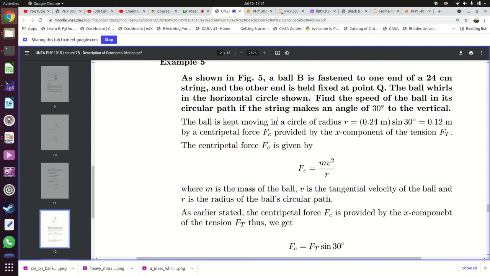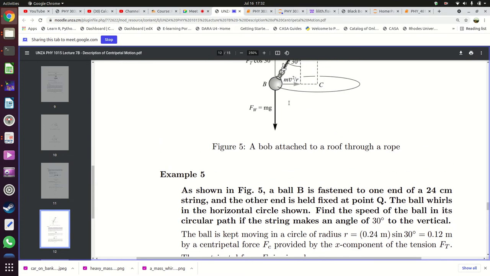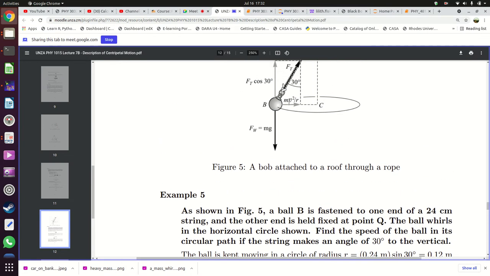So as shown in figure 5, a ball B is fastened to one end of a 24 centimeter string, and the other end is held fixed at point Q. The ball moves in a horizontal circle. Find the speed of the ball.